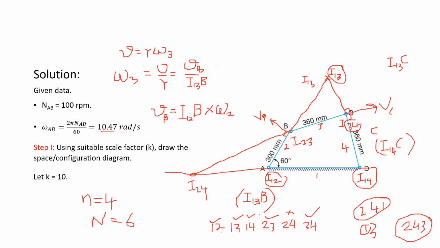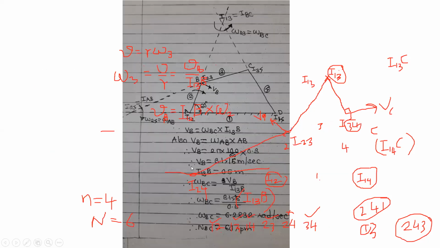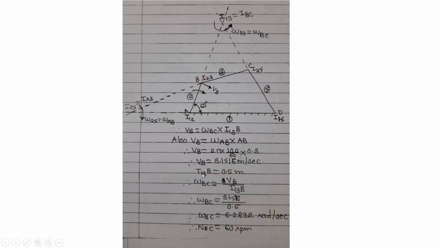Okay, then calculations. I will just show you the answers. Omega BC, what is the answer? You note down this. Angular velocity of link BC comes as 6.28 radian per second.